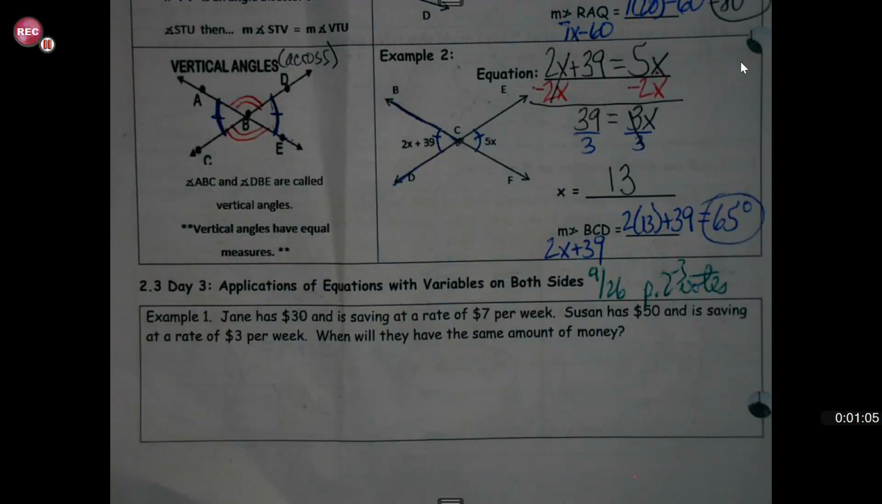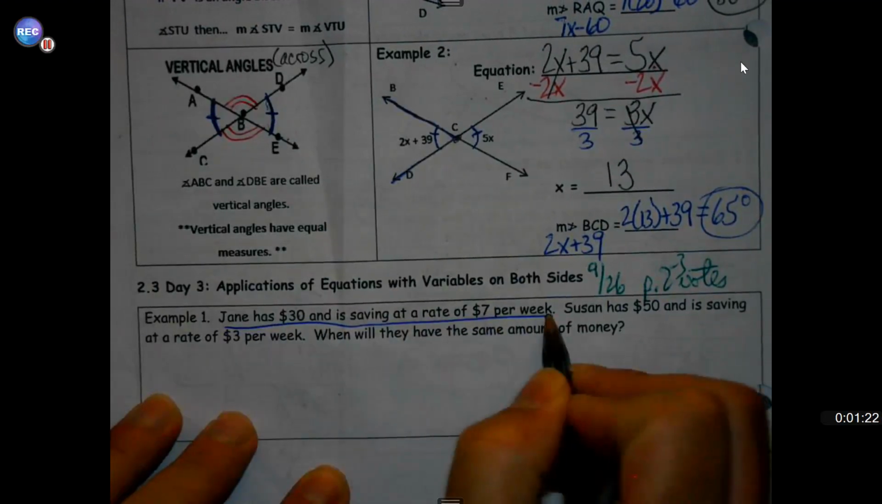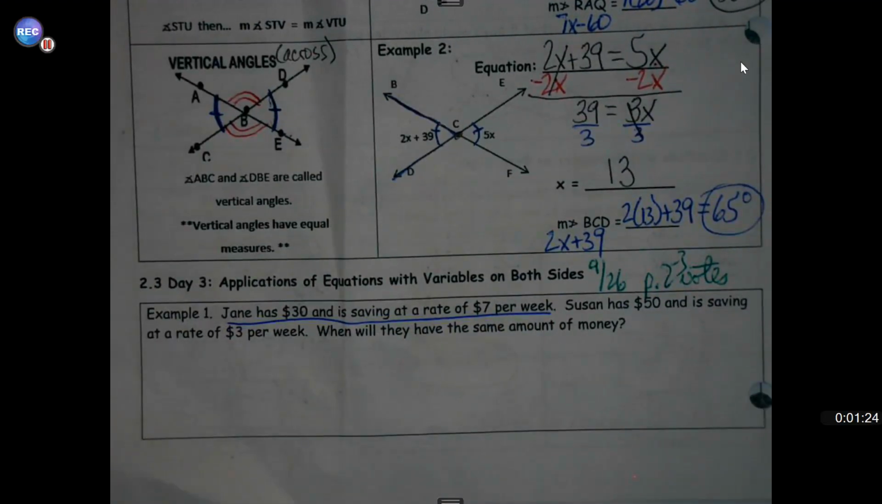So, for instance, what you're going to find with these is each sentence is going to have parts or numbers that we're going to have to use to figure out the expression. But it'll stop at each individual sentence. So here's what I mean. Okay, Jane has $30 and is saving at a rate of $7 per week.